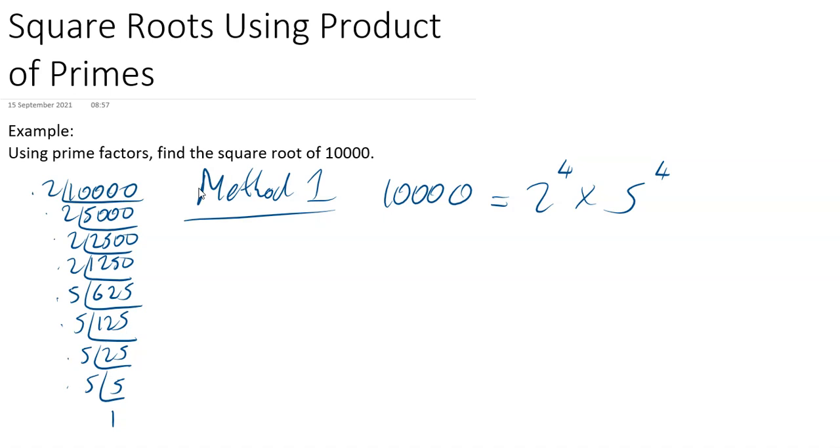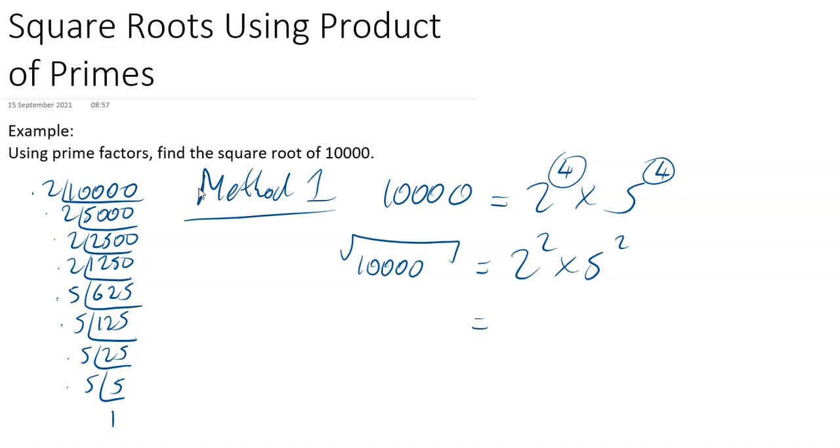And it's very, very easy then to do the square root of 10,000. All you do is you divide your powers by 2. Notice both of your powers are an even number, so they're both divisible by 2. This power here and this power here both get divided by 2, so it's going to be 2 to the power of 2 times 5 to the power of 2.